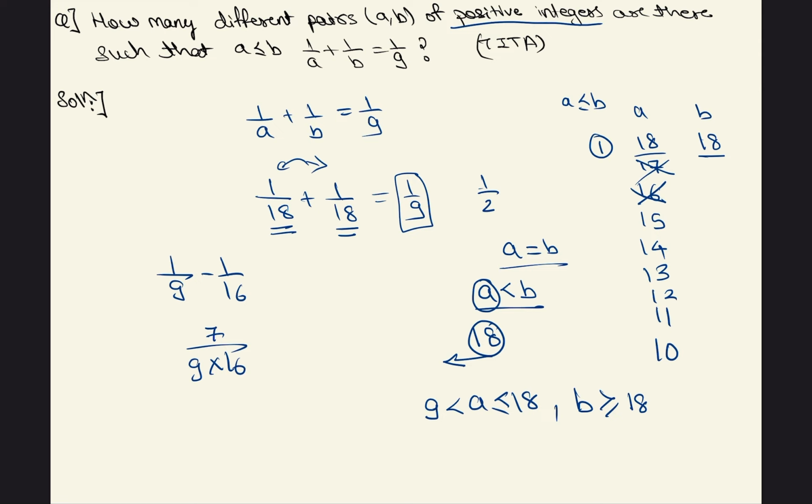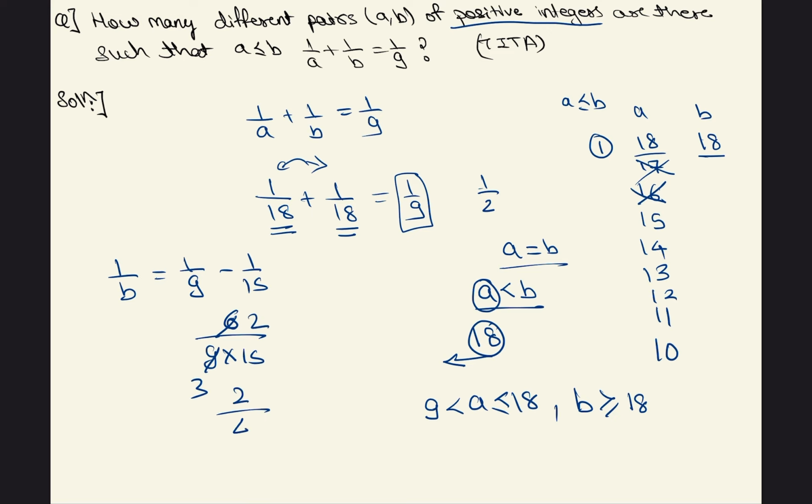Now let's check for 15. 1 by b equals 1 by 9 minus 1 by 15. 15 minus 9 is 6 by 9 into 15, which is 2 by 45, which makes b not an integer, so 15 is also not possible. Let's check 14. 14 minus 9 is 5 by 9 into 14, again not an integer. We can check for 13. 13 minus 9 is 4 by 9 into 13, again not an integer.